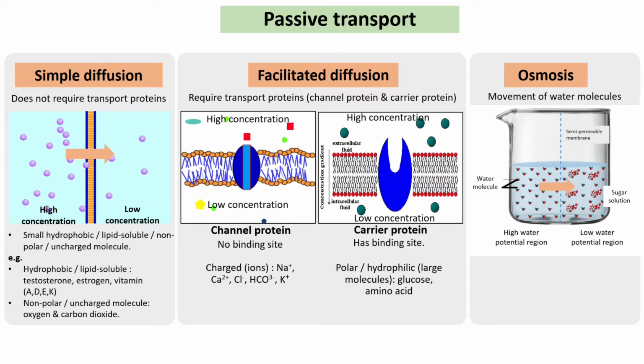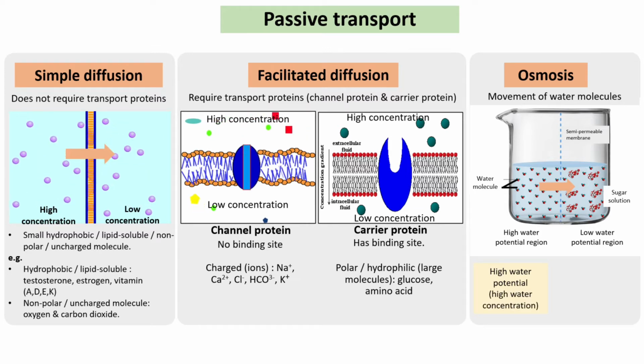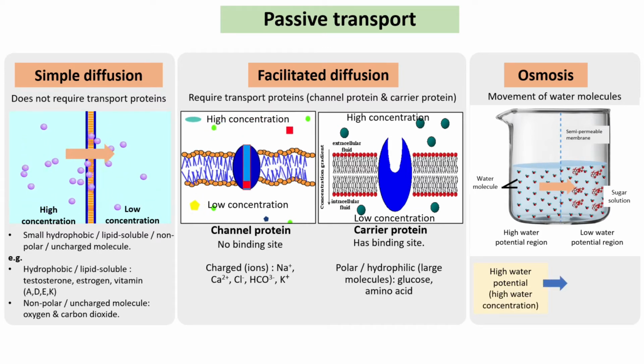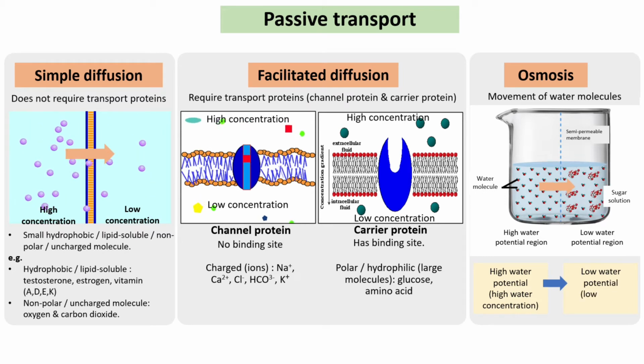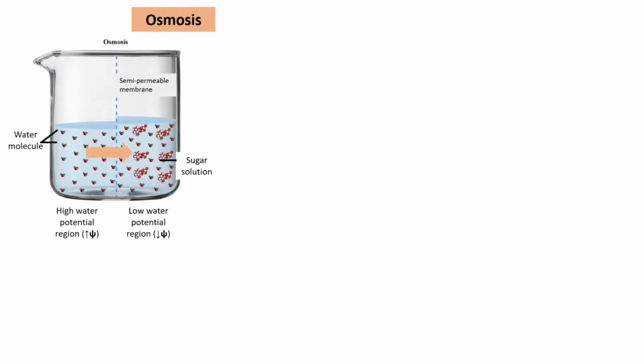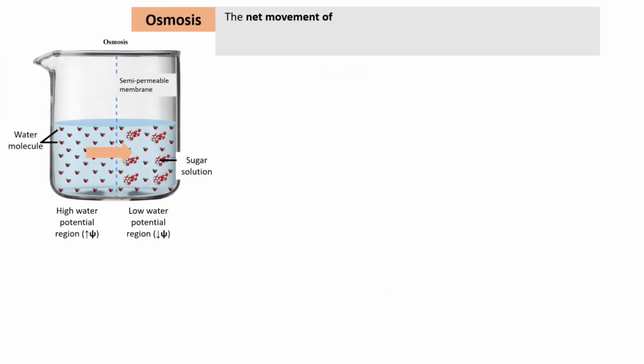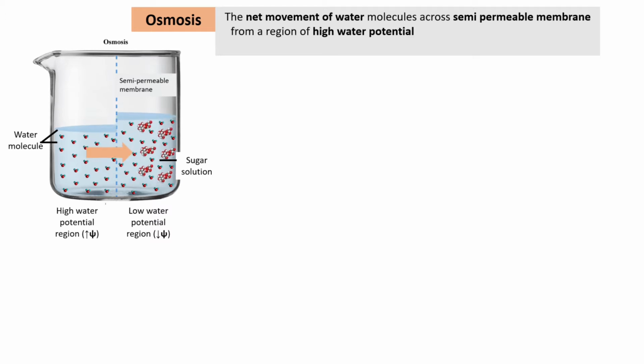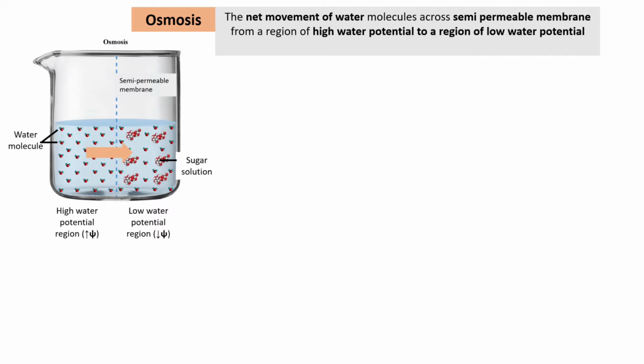Osmosis is a transport of water molecules across membrane, from a region of high water potential, or high water concentration, to a region of lower water potential, or low water concentration. Osmosis is the net movement of water molecules across semi-permeable membrane, from a region of high water potential to a region of low water potential, without energy requirement.